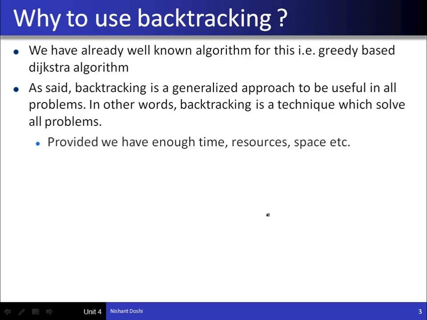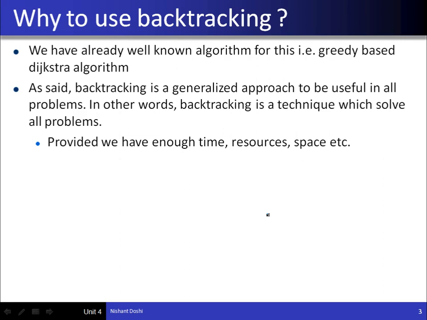So if we have enough time, enough resources and enough space, then we can use backtracking. That is one thing. Yes, backtracking is more complex compared to using the greedy kind of approach.